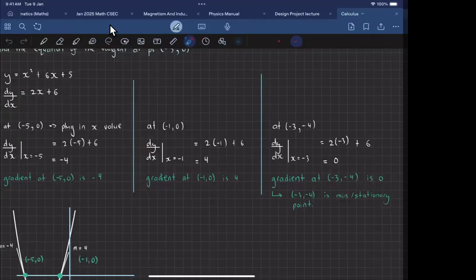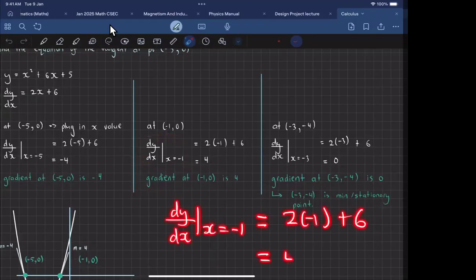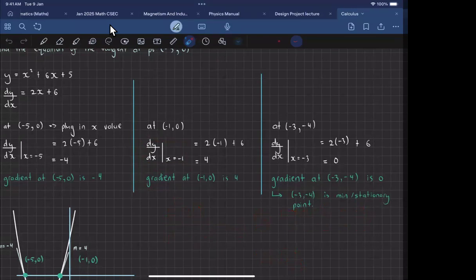Same thing goes for you, Kiara. This over here, this is the left hand side. So it's dy dx. You're plugging in x is equal to minus 1. So that will be equal to 2 times minus 1 plus 6. And that will be equal to 4. That's what the working is. That's what the working means. Okay. Yes, yes.